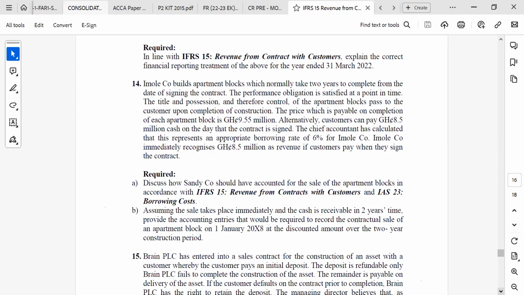Imoleco immediately recognizes 8.5 million Ghana cedis as revenue if customers pay when they sign the contract. Required: discuss how Imoleco should have accounted for the sale of the apartment blocks in accordance with IFRS 15.